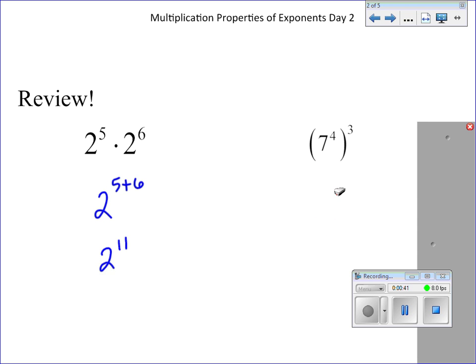And then the second rule we learned was the powers of power. The powers of power rule said that if you have a base with an exponent and then that all was taken to another power, if 7 to the fourth was all taken to the third power, then that was the same as finding the product of those exponents, or multiplying those together. We'd get 7 to the 12th.